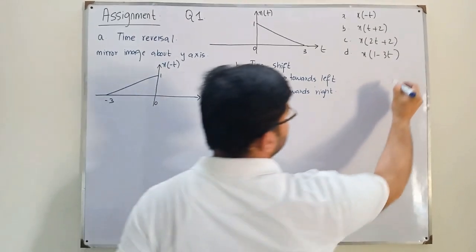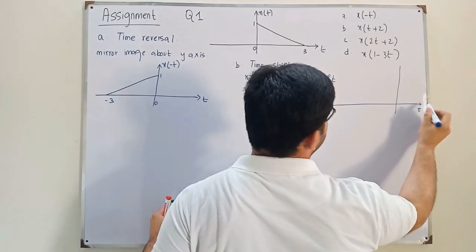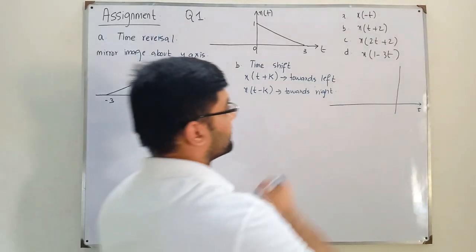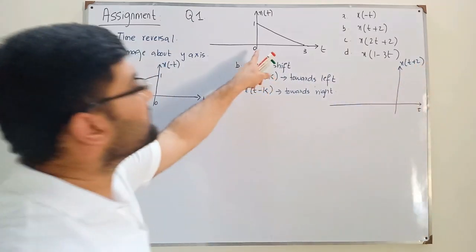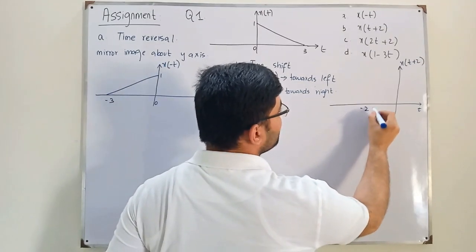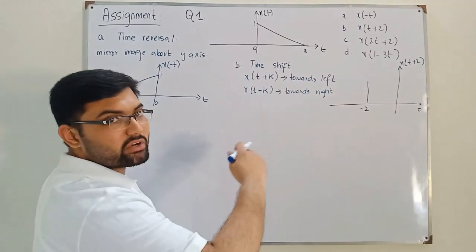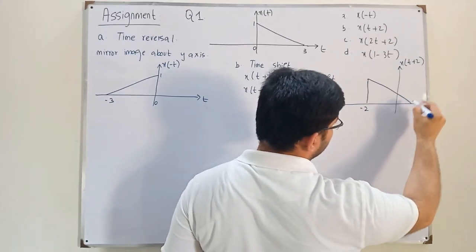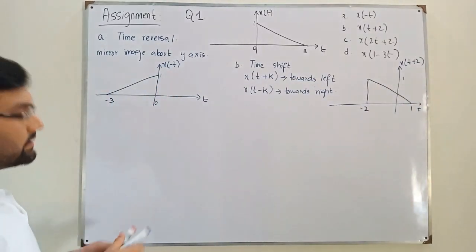Have a look. If I draw it over here, this is the time axis. Wait, I drew it wrong. Well, it's not that wrong. No problem. So this is x of t plus 2. Initially the point where it starts is 0. Shift left by 2, which means this would start at negative 2, going to 1 at negative 2. And it was ending at 3, so shifted left by 2 units it will end at positive 1. The amplitude is 1. This is the second part of it.